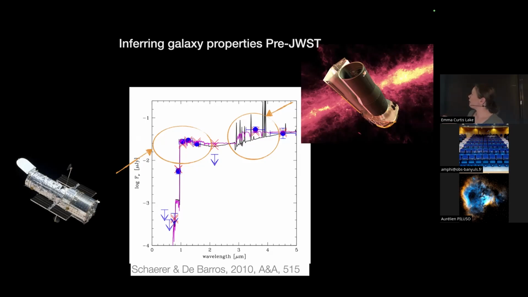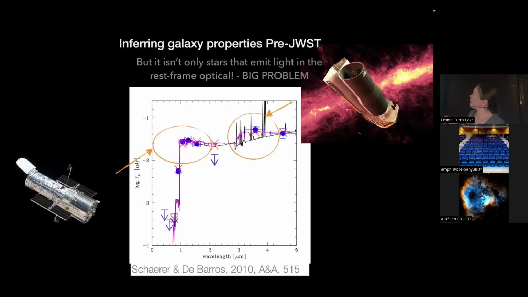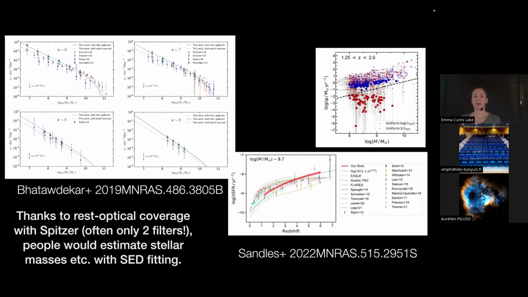So this, yeah, it isn't only stars that emit in the rest frame optical. So this is a big problem. And this contribution of the emission lines, we just couldn't really disentangle it very well. Some people did some really great analysis, but people still went ahead. We knew of this problem. We addressed it by trying to model them.